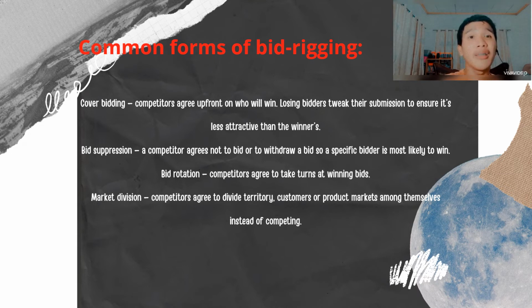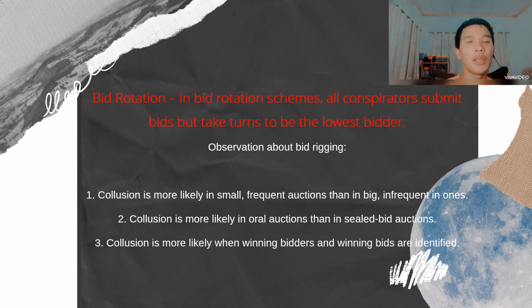So is bid rigging a financial crime? Yes, of course. Price fixing, bid rigging, and other forms of collusion are illegal and are subject to criminal prosecution by the Antitrust Division of the United States Department of Justice. In all forms of bid rigging, the most common dito is yung bid rotation. It's because all conspirators submit bids but take turns to be the lowest bidders.